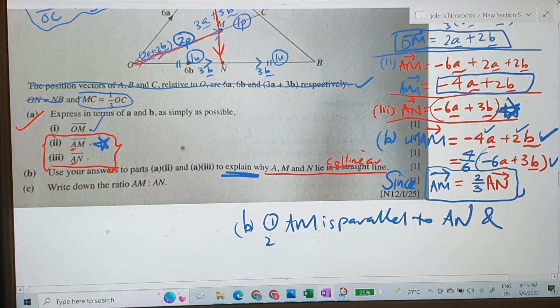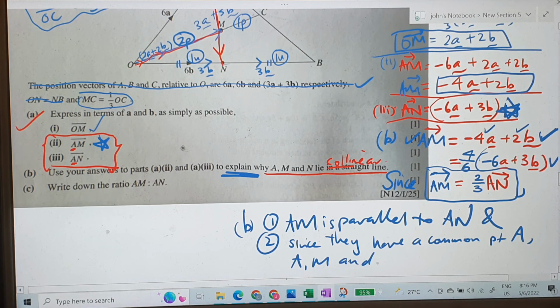And since they have a common point, what's the common point? A, right? Common point A. Then I can say that A, M, and N are collinear. Or you can say they lie on the same straight line. So that's all there is to this. This is the working, and most of the time students don't know how to explain this kind of question. So please learn it well today.